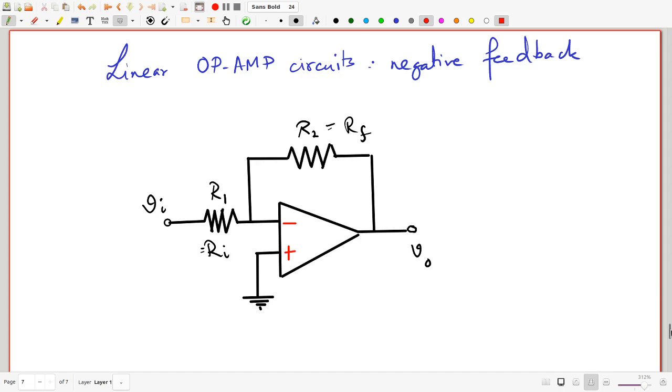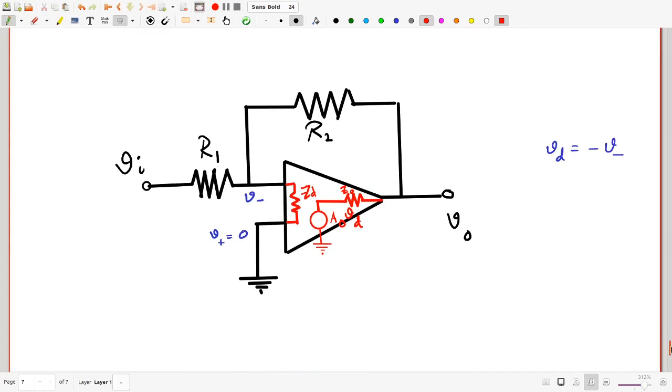So just to remind you, this is what the op-amp would of course look like. This is the same circuit, but the op-amp essentially looks like there's an input impedance, in this case called ZD, the differential input impedance, connected between the two inputs. It also behaves like a voltage source A0 VD, where A0 is the open loop gain and VD is the difference voltage. In this case, for this particular circuit, VD is of course nothing but V minus, because V plus is 0, the non-inverting input being grounded. And you have an output impedance Z0.